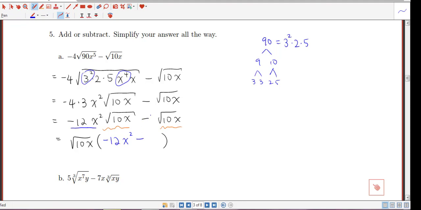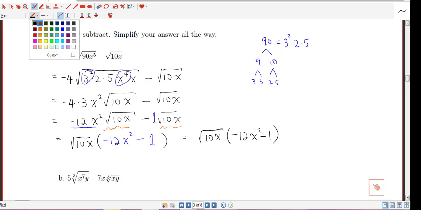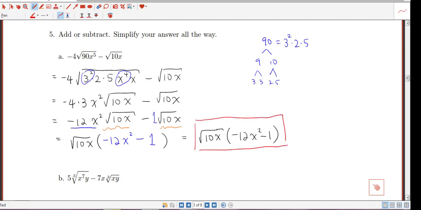And then here comes the minus. It's this minus right here. Now, what is sitting in front of this square root of 10x? Do you see there is an invisible 1 sitting there? Okay, so you're going to have to put that in. So the answer is going to be square root of 10x times negative 12x squared minus 1 in the parentheses. If you drop the parentheses, your answer is not correct. So here it is.